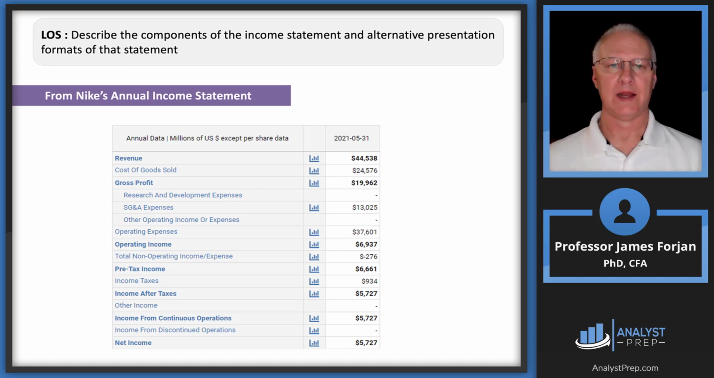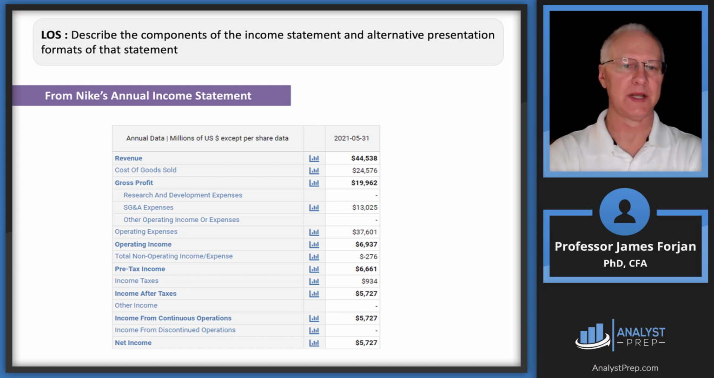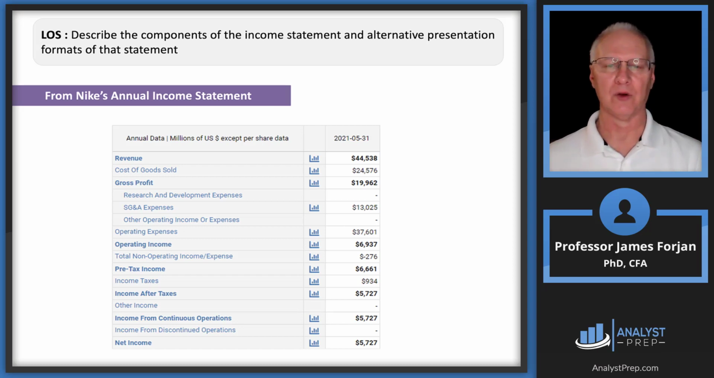We can take a look at Nike's 2021 income statement. And if you go to Yahoo Finance and type in a ticker symbol for any corporation, you can click down along the bottom and there's a link to financial statements. And you'll see that this is fairly standard here. So we start with revenues.